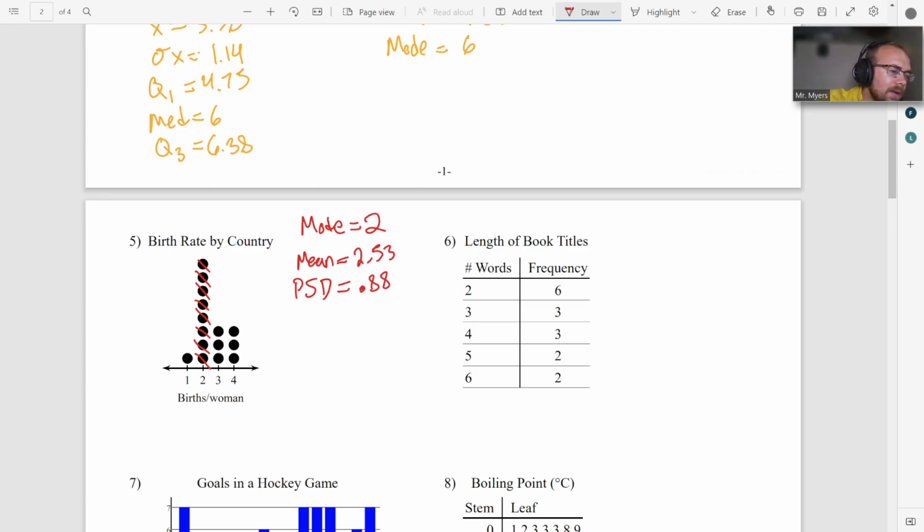Then you scroll all the way down to get the other stuff, which is going to be the lower quartile, aka Q1, which is 2. The median, which is 2. And then the upper quartile, aka Q3, which is 3. And then the only other thing we need is the interquartile range, which is the upper minus the lower, which is 1. All right, that wasn't that bad.